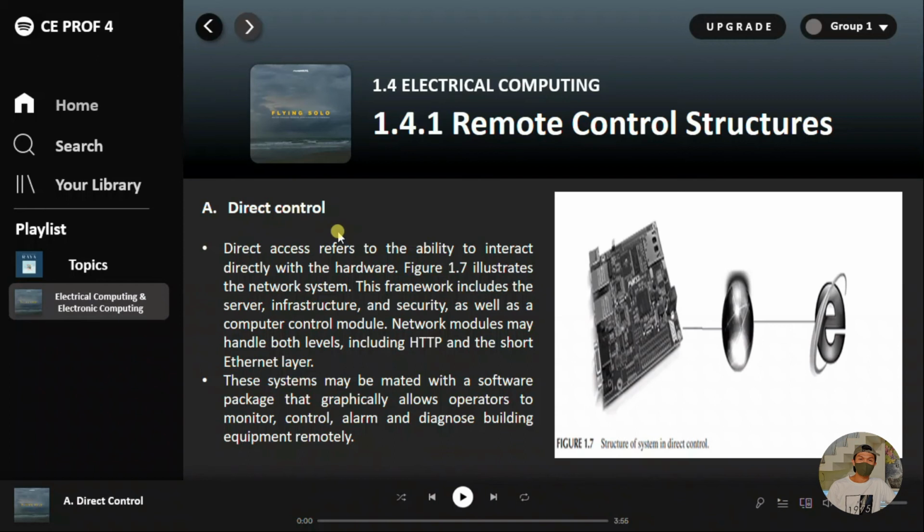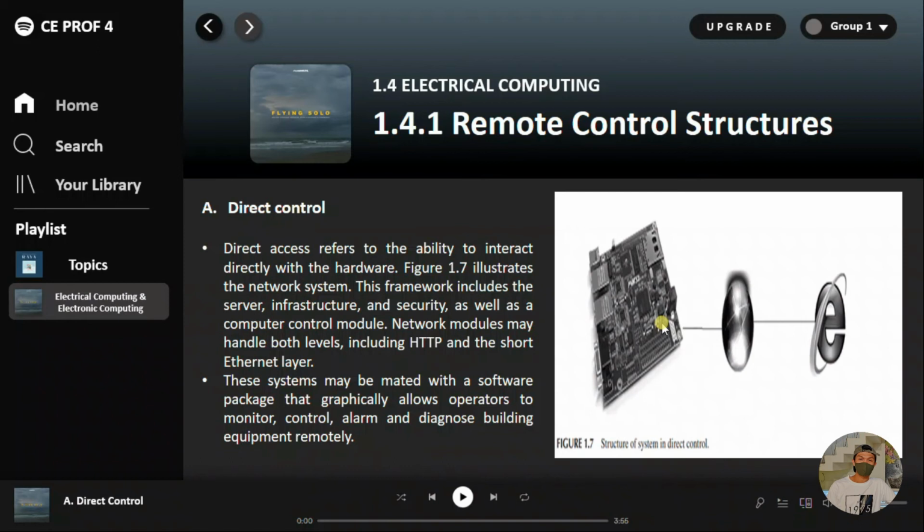So in the remote control structures, there are 4 controls that I will discuss. The first one is the direct control. The direct access refers to the ability to interact directly with the hardware. The figure here in the picture illustrates the network system. These frameworks include the server, infrastructures, and the security, as well as the computer controlled module.